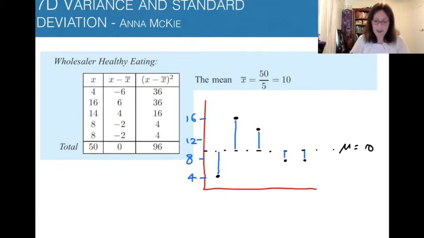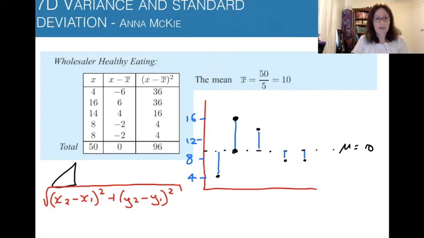So if you want the distance between 2 points, so you've got one point here of the mean of 10 and the other point here as the point of 16. How would you find the distance between those 2 points? Traditionally, you might have a right-angled triangle, and you use Pythagoras' theorem to find the distance there. And that's how we get the distance formula, so there's our distance formula there.